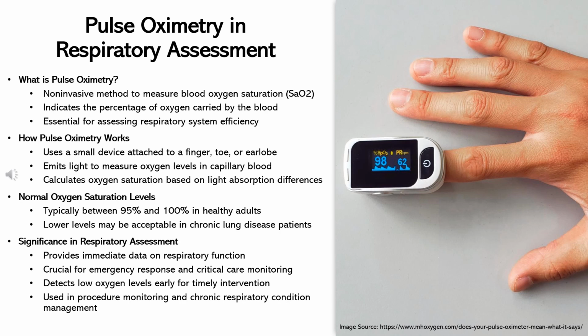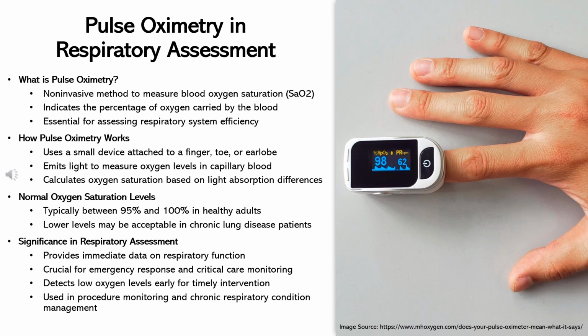Now let's look at pulse oximetry. This is an essential tool in respiratory assessment. It's non-invasive and gives us vital information about a patient's oxygen levels. Pulse oximetry is a simple, non-invasive procedure used to measure the oxygen saturation level, or SaO2, in the blood. It tells us how much oxygen the blood is carrying as a percentage of the maximum it could carry. This measurement is important because every cell in our body needs oxygen to function properly.